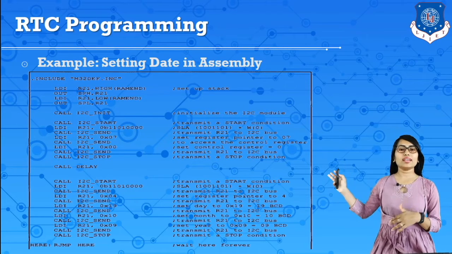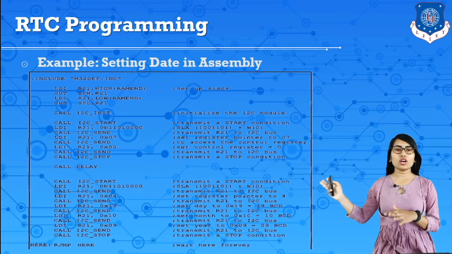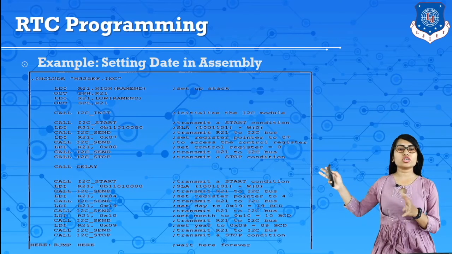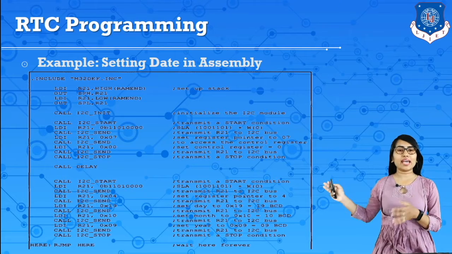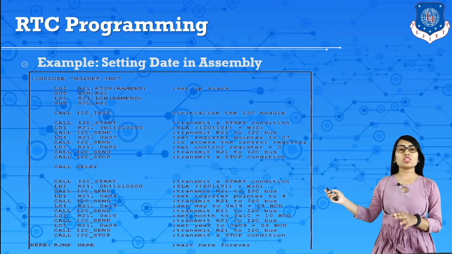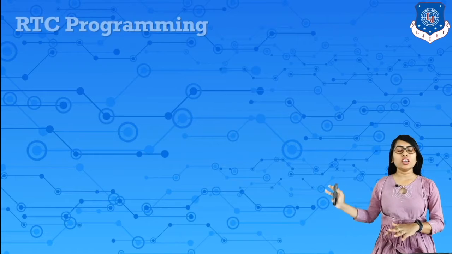So these are all the I2C call functions. Using these call functions, I2C can be initialized, started and stopped, and then it is used for setting a date in assembly. The same thing can be done in C like this.